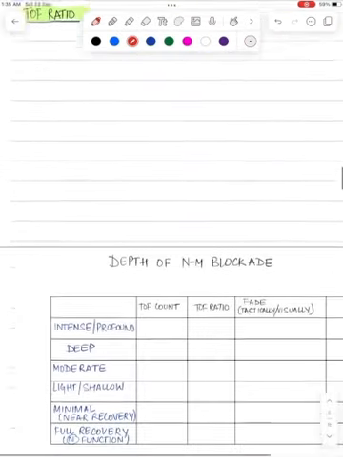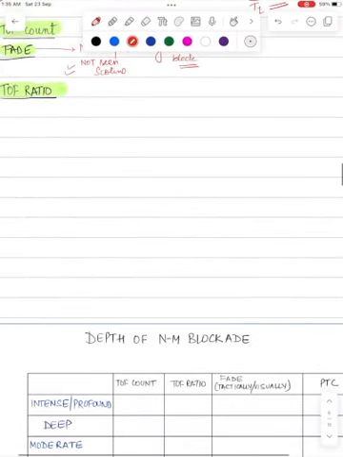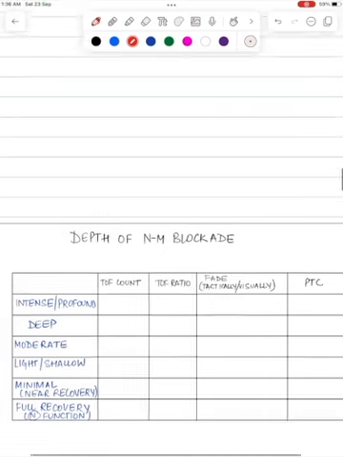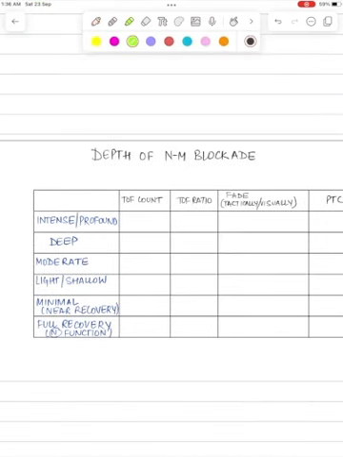This is also a good time to revise the grading of the depth of neuromuscular blockade. Now, neuromuscular blockade actually can be divided into various grades. For example, we have intense or profound blockade, deep blockade, moderate blockade, light or shallow blockade, minimal blockade, which is near recovery, and then finally full recovery or normal function. Now, I have already mentioned.